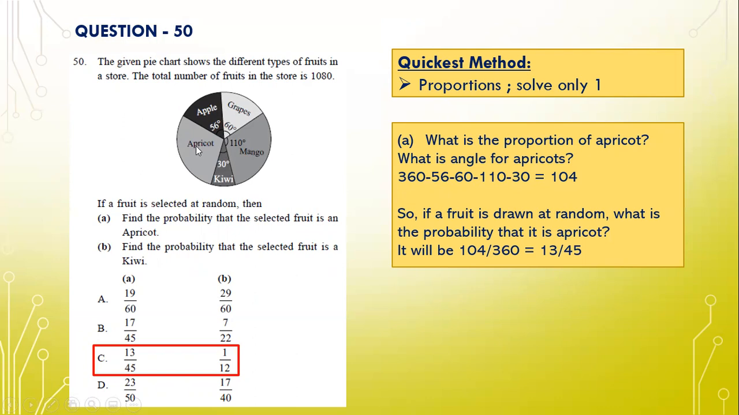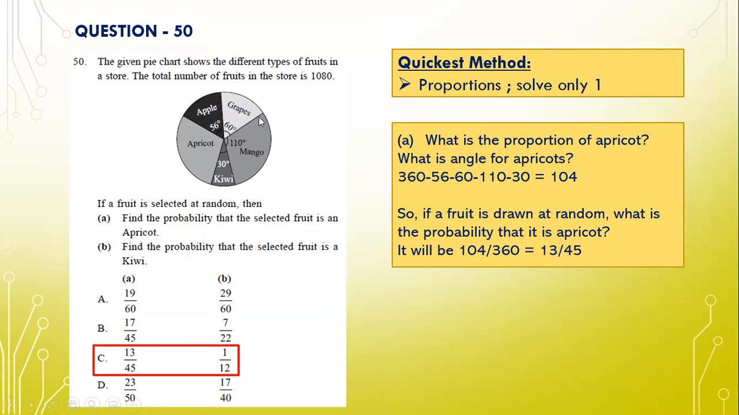What is the proportion of apricot? What is the angle here? So the angle of apricots is 360, because the total angle is 360, minus all the other angles: minus 56, minus 60, minus 110, minus 30. So the angle for apricots is 104. So what is the proportion of apricot? The proportion of apricot will be 104 upon 360, 104 upon the whole angle, which is 360.